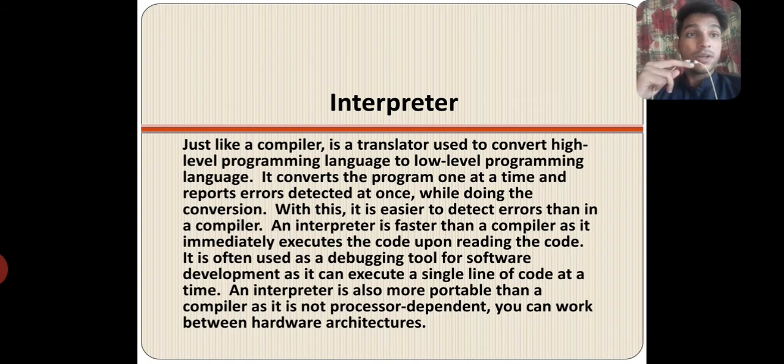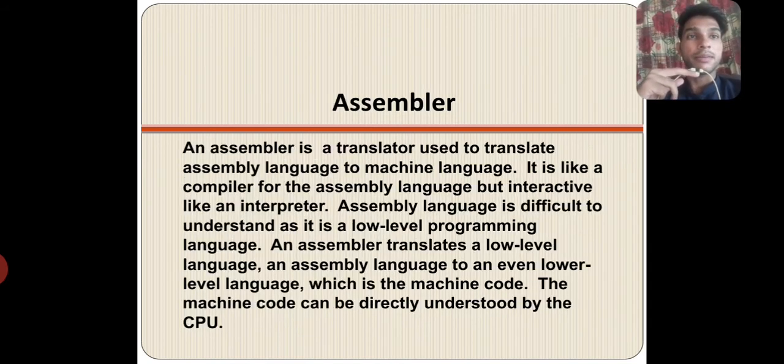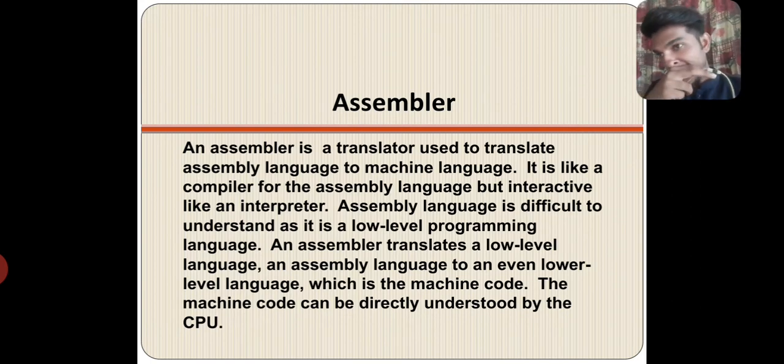An interpreter is faster than a compiler as it immediately executes the code upon reading the code, and it is often used as a debugging tool for software development as it can execute a single line of code at a time. An interpreter is also more portable than a compiler as it is not processor dependent. You can work between hardware architectures. This was the interpreter.